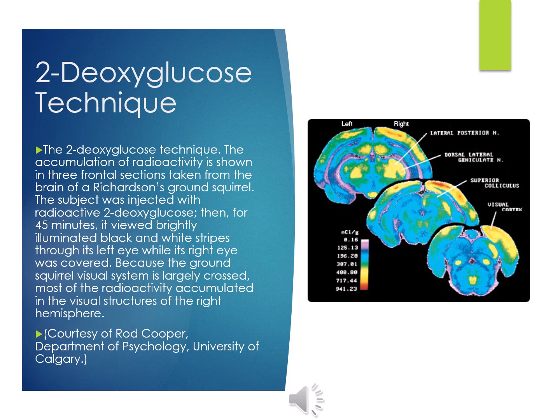So this image shows three frontal sections in different colors against a black background. The color coding next to it indicates 941.23 nCi per gram for red, which decreases for each color of the spectrum, and then ends at 0.16 for violet. In the sections in the right hemisphere, the lateral posterior and dorsal lateral geniculate nuclei, the superior colliculus, and the visual cortex appear as bright yellow patches.